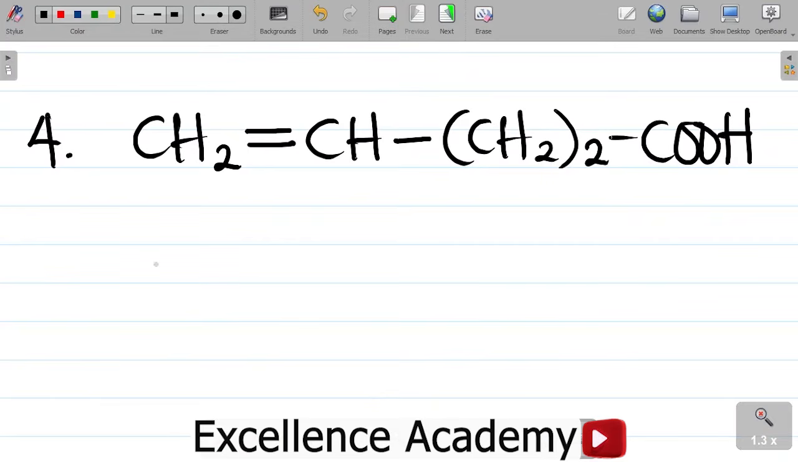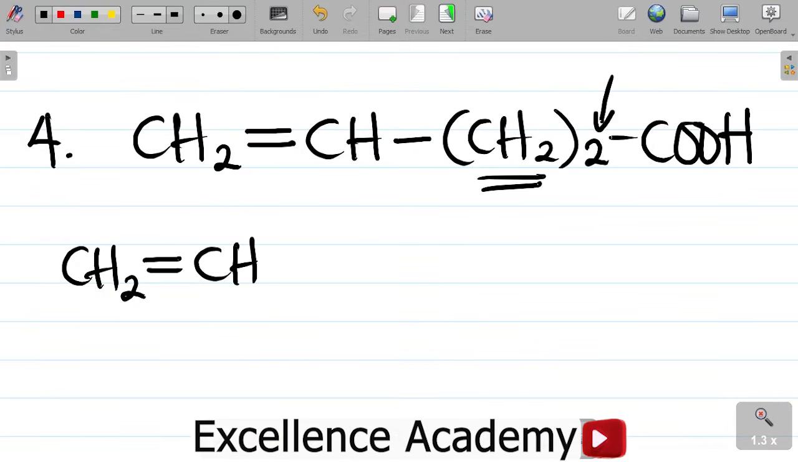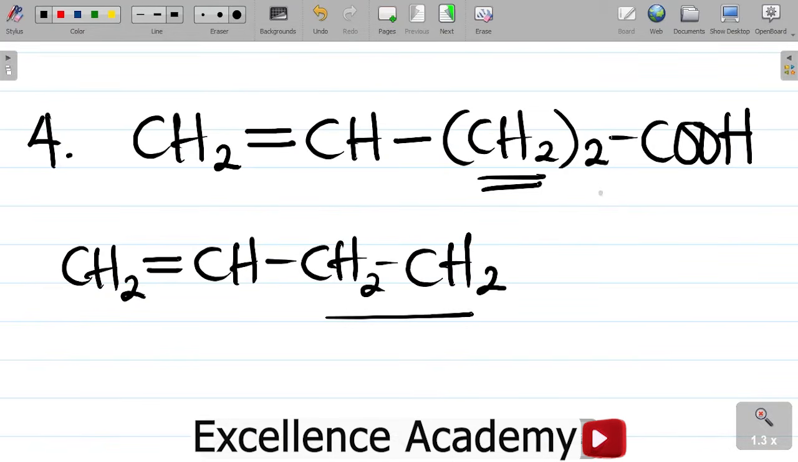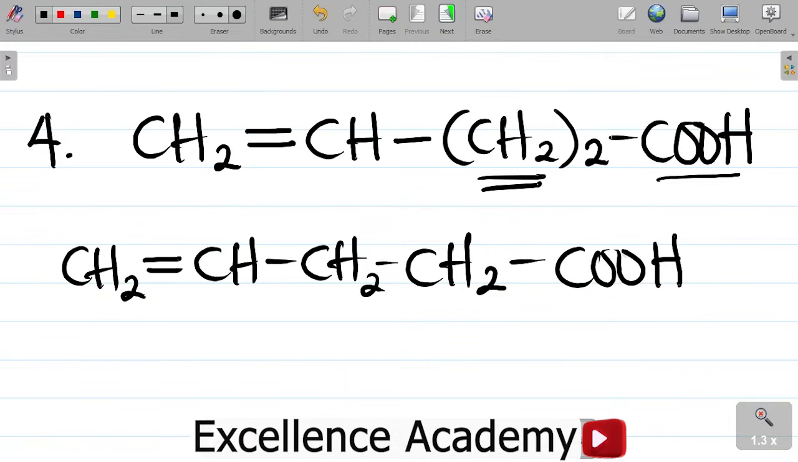If I expand this, this becomes CH2, double bonded to CH. I have CH2 occurring twice, so that becomes CH2 and then another CH2. So this is CH2 2 times as you have it here. The next thing after that would be COOH. So this combines with COOH. This is more like an expanded version of the question. So how do we name this particular question?